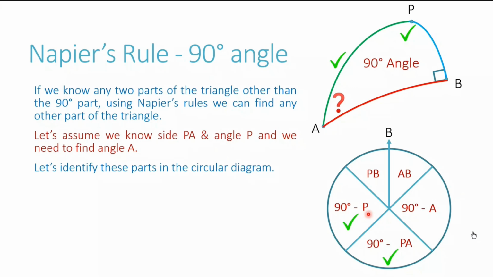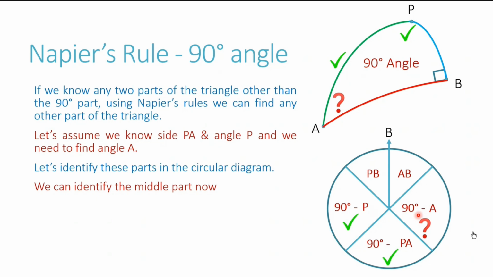Now let's identify the part which we are finding out. In this case, we are trying to find out angle A. So angle A is in this particular segment of the cartwheel. So let's put a question mark here indicating that this part needs to be found out. Now once you mark out these three parts in the cartwheel, we need to identify, out of these three, a middle part. Now, how do we identify a middle part?